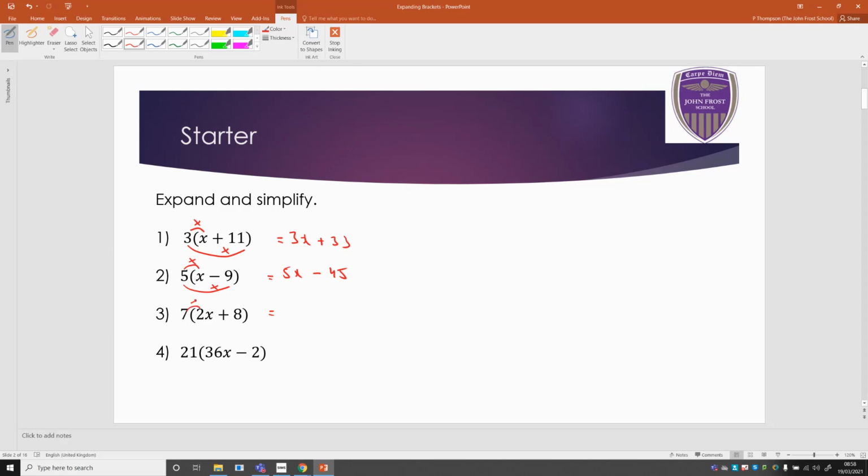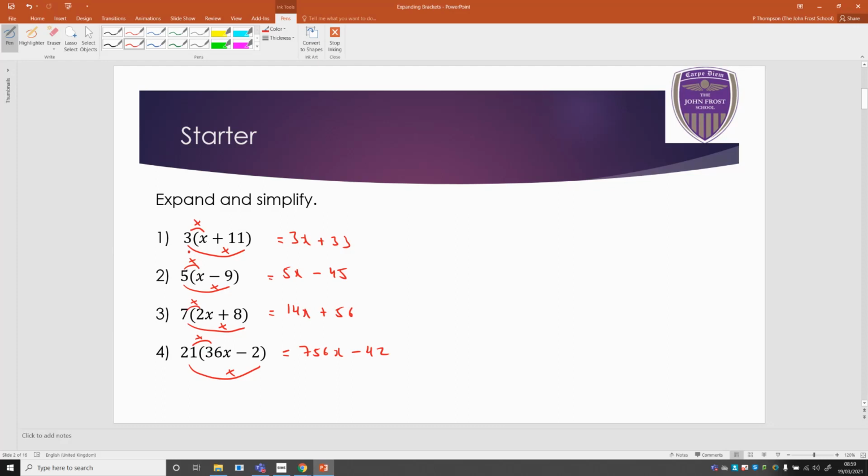This one, 7 times 2x would be 14x. See, because 7 times 2 is 14, and you've got the x on the end, there'll be a plus in the middle. And 7 times 8 is 56. And this last one, you might have needed the box method. 21 times 36x. 21 times 36 is 756. Don't forget the x at the end. And this time, 21 times 2 is 42, but there's a minus here, so it would be minus 42. All right, that's the starter done. Times everything inside the bracket by whatever's outside.